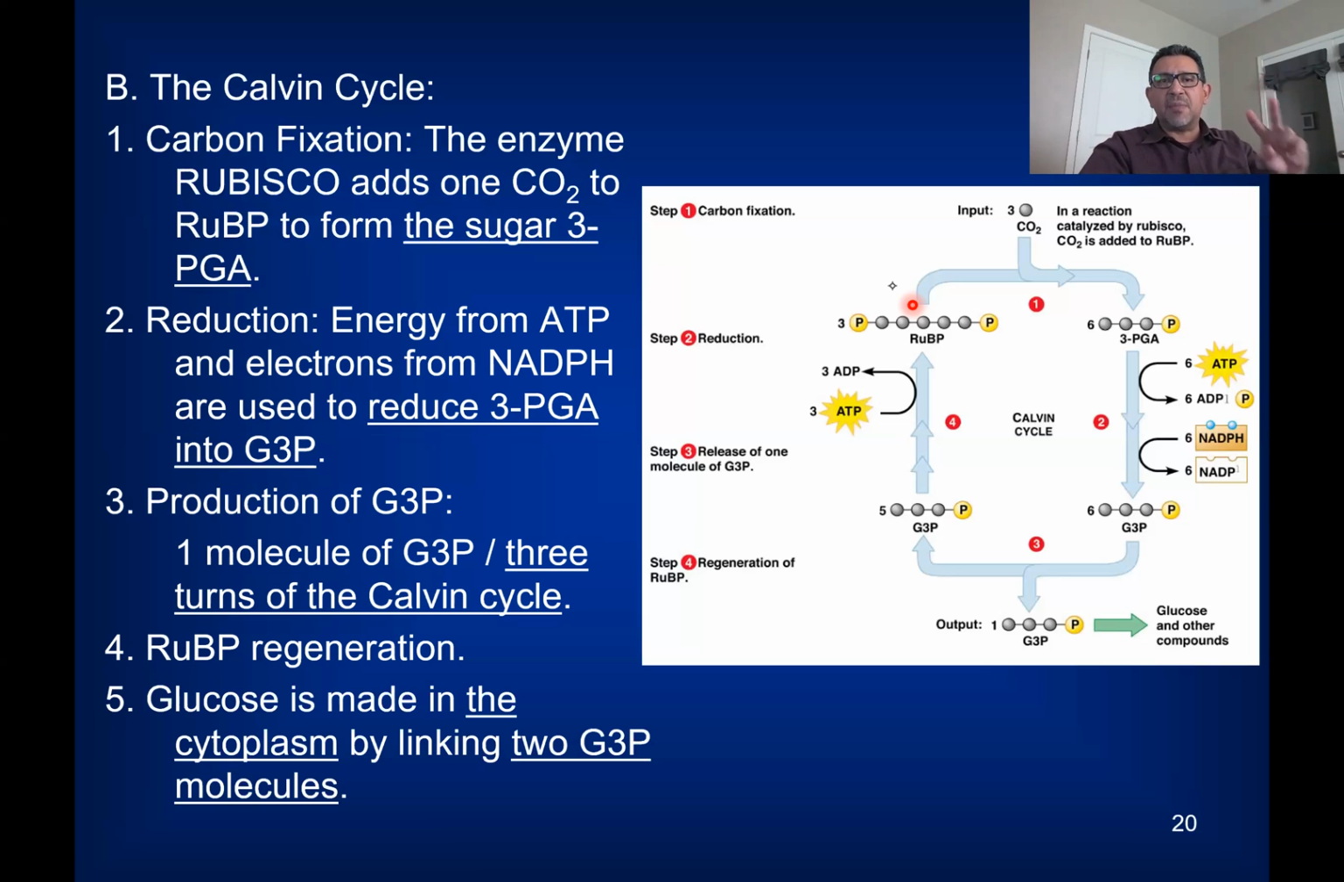2 G3P molecules will be combined in the making of 1 glucose molecule. The math is simple. If 1 G3P molecule has 3 carbons, and we combine it with another G3P molecule with 3 carbons, 3 plus 3, that's 6, and that's what you need in a glucose molecule. The formula for glucose is C6H12O6. So to have 6 carbons, you need to join 2 of these molecules of G3P. And that's the Calvin cycle.